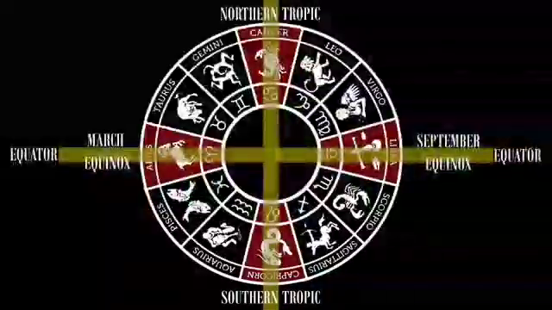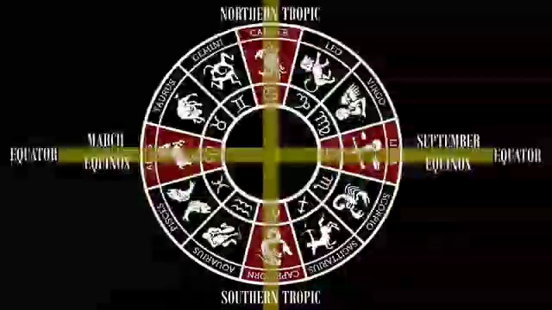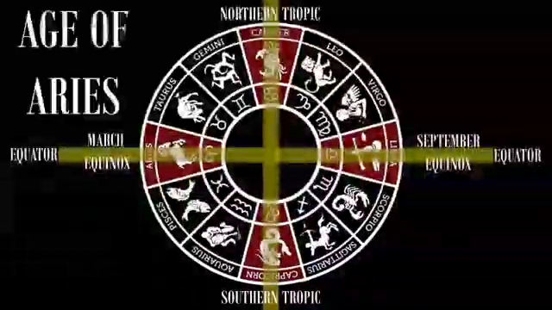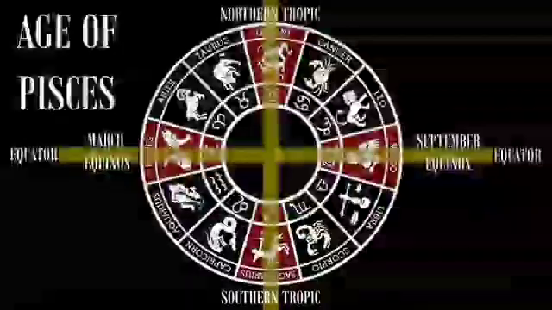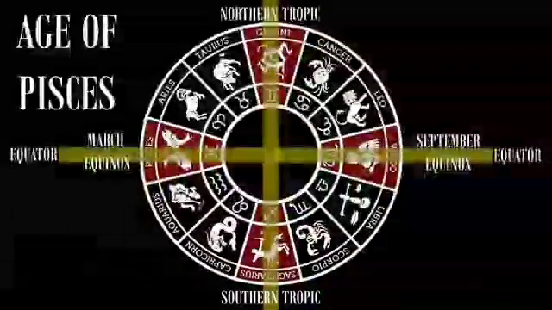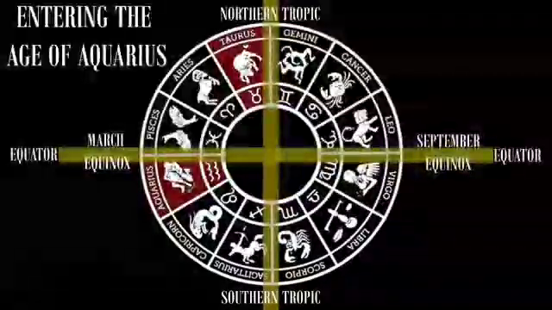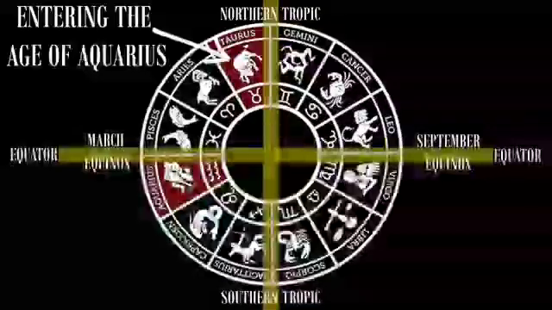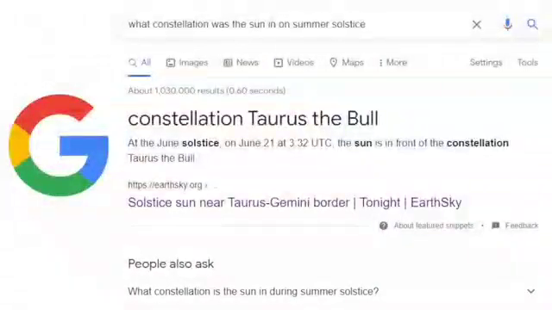What we see here, and what the mainstream narrative confirms, is that the tropics of Cancer and Capricorn occurred during the age of Aries. For the last 2,000 years or so, we have been in the age of Pisces. Remember, an age lasts for roughly 2,160 years. And we are now on the cusp of entering into the age of Aquarius. On June 2020, during the solstice, the Sun entered the border of Taurus, and therefore the transition has already begun. And Google will tell you this yourself if you search.